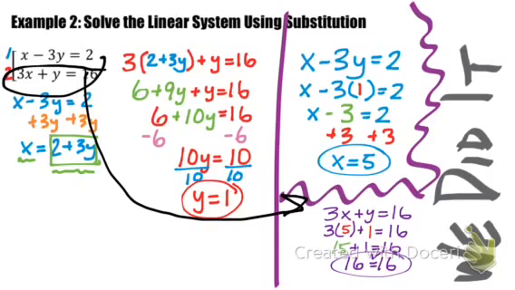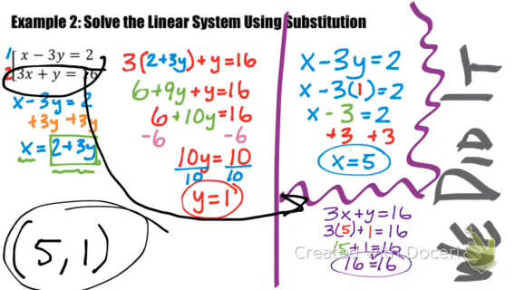So there you go. In an ordered pair, x equals 5 and y equals 1. It would be 5, comma 1 as our answer.